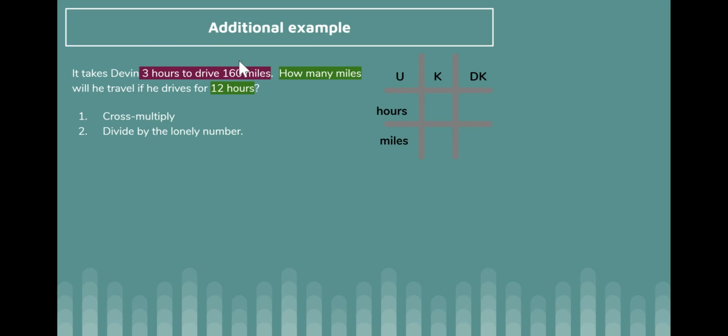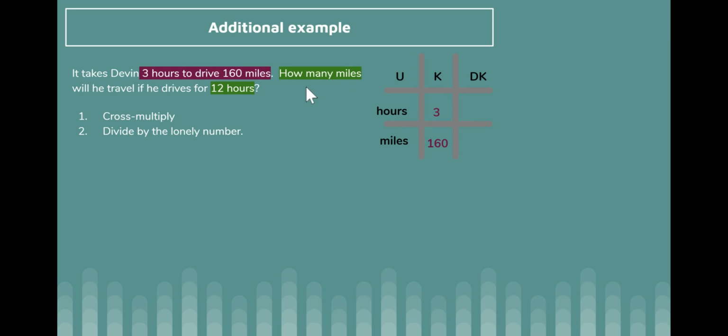What I know is these two numbers right here. 3 hours to drive 160 miles. So when I come over here, my 3 is going to need to go with the hours. So that's going to be up there in my numerator. My 160 is going to need to go where the miles are. So now I have 3 hours to drive 160 miles.